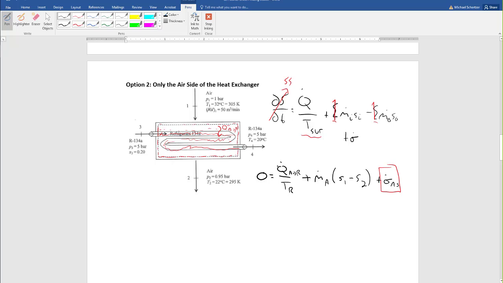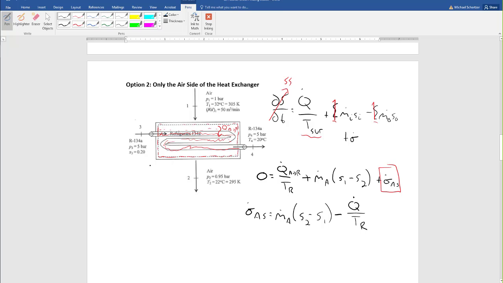Now this Q dot term is going to be negative, but I'm going to do this. Sigma dot on the air side is equal to m dot on the air side times, I'm going to flip these around again, S2 minus S1, because I have to multiply by -1 when I come to the other side of the equation. And then this is going to be minus Q dot over the temperature of the refrigerant on the opposite side, right? So here I would have to see what's going on.